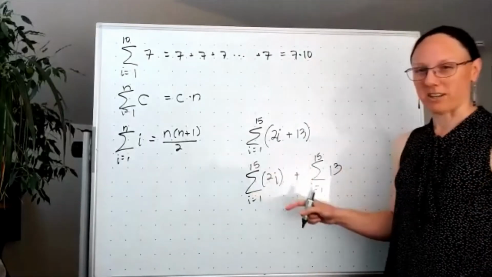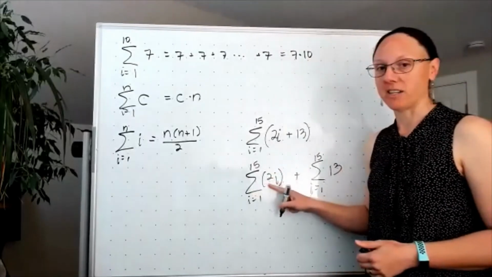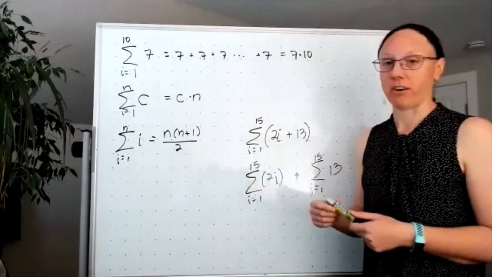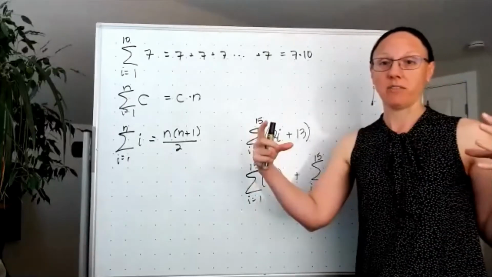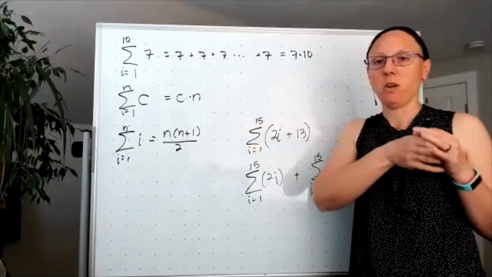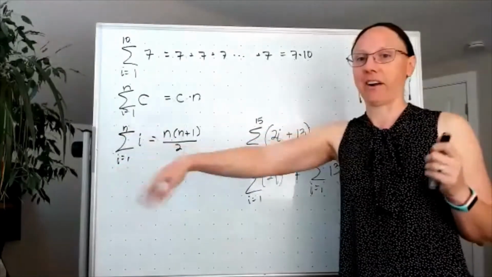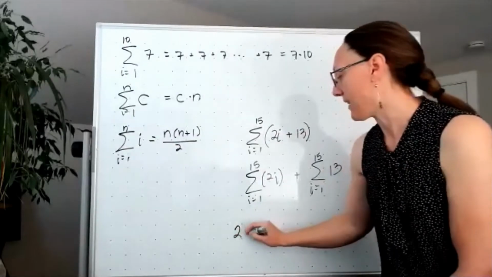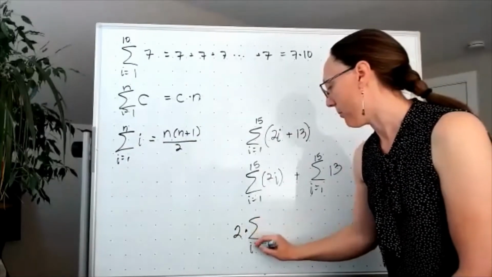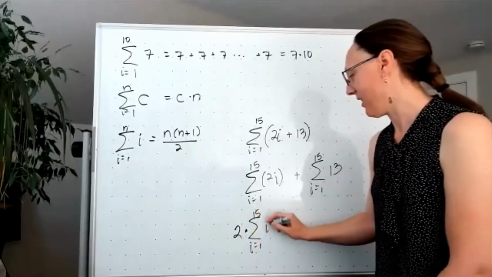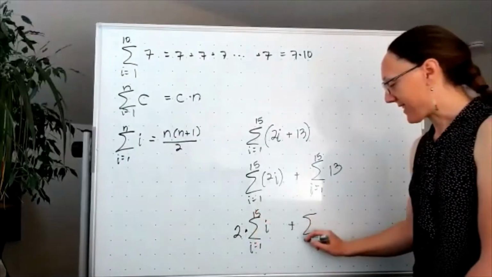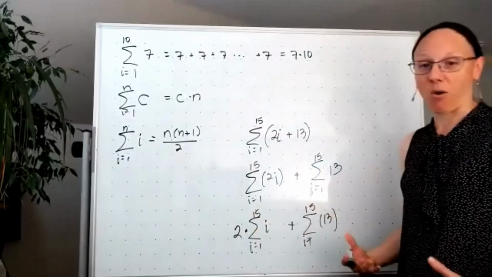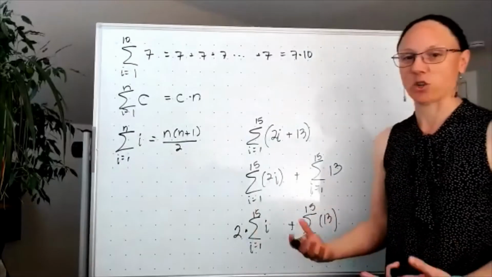And then here, we talked about this last week, but if I've got a constant times something, I can pull that constant out in front of the sum. Because essentially, if I were writing all of these out, they would each have a times 2, and I could factor that out of the entire expression. So here, I can take one more step and rewrite that as 2 times the sum from i equals 1 to 15 of i, plus that sum from i equals 1 to 15 of 13. And now I'm ready to apply my rules and get an actual number.